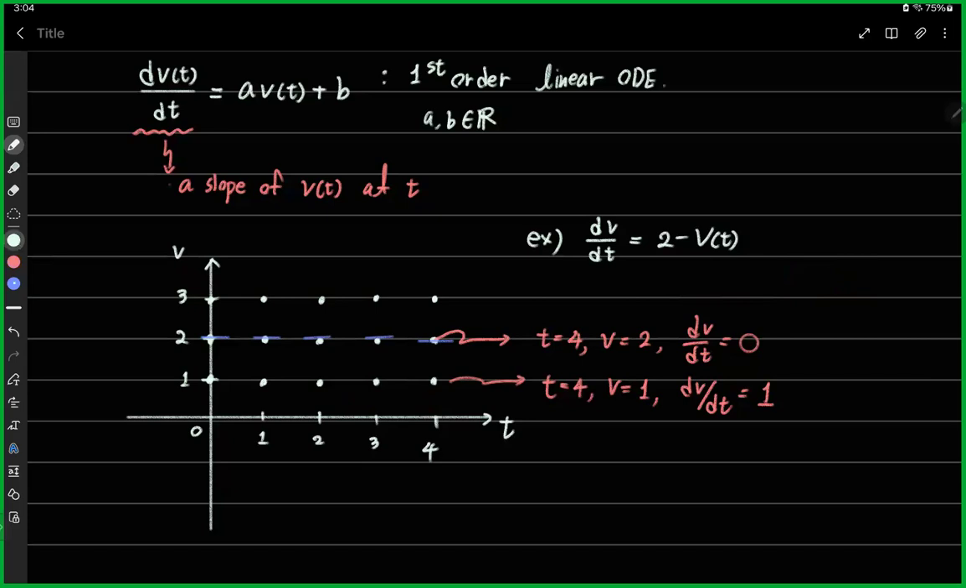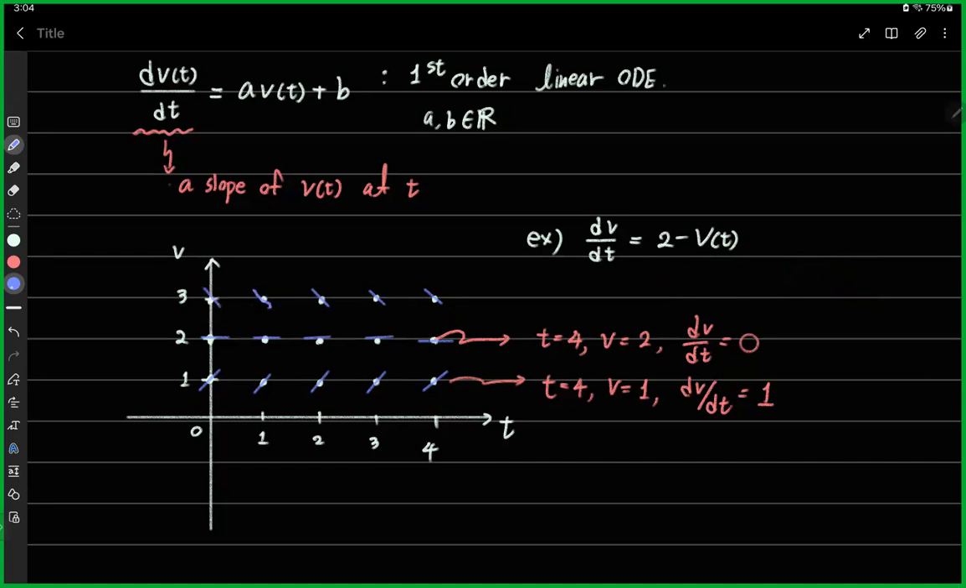So we got 1, this slope is 1, like this, right? Sometimes like this, and like this. Keep doing that. And then when v equals 3, we're going to get 2 minus 3, which is minus 1. So the slope is like this. We drew that.